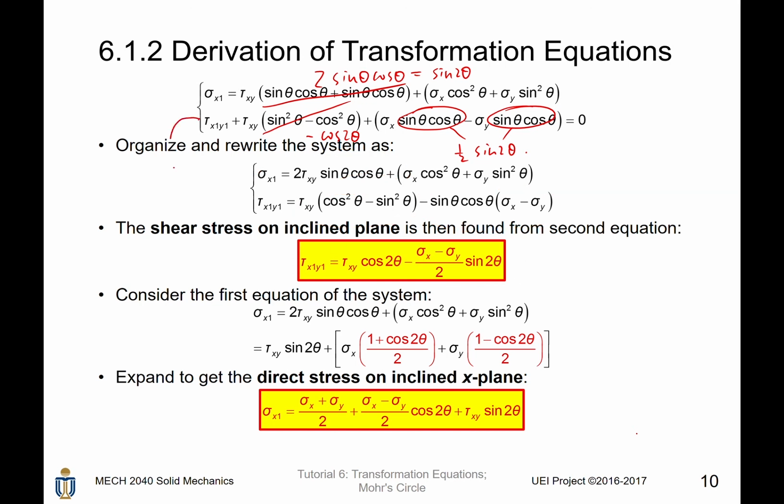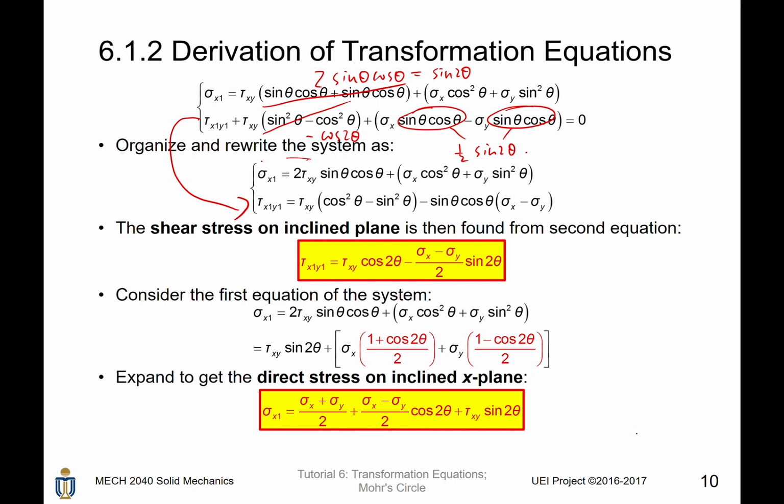Here, from this step to this step, we use tau x1 y1 to be the subject. Then the shear stress on the inclined plane is given by tau x1 y1 equals tau xy cosine 2 theta minus 1/2 of sigma x minus sigma y times sine 2 theta.